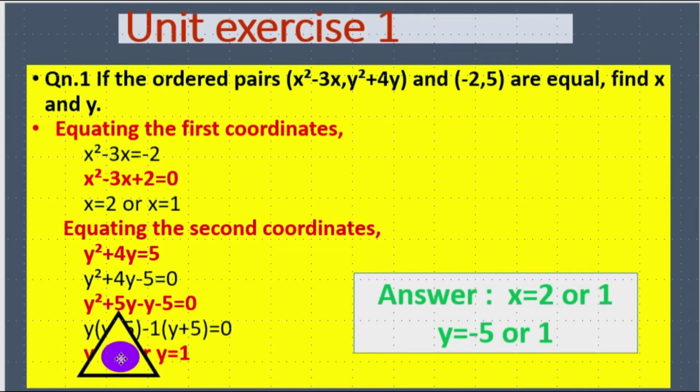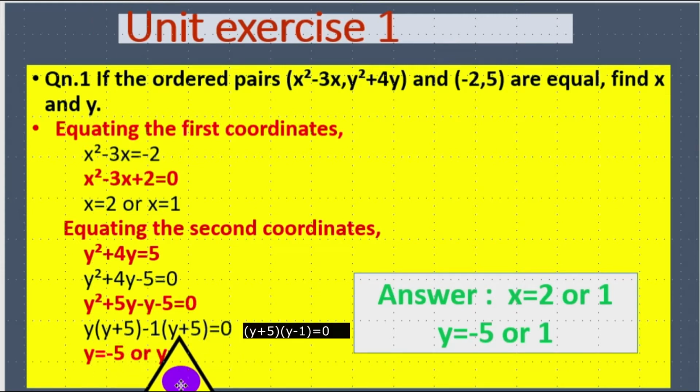So, 4y is written as 5y − y. From the first two terms y is taken out, y(y + 5). From the second two terms, the common term −1 is taken out. −1(y + 5) = 0. Then (y + 5)(y − 1) = 0. y will be equal to −5 or y = 1. Answer is x = 2, 1, y = −5, 1.